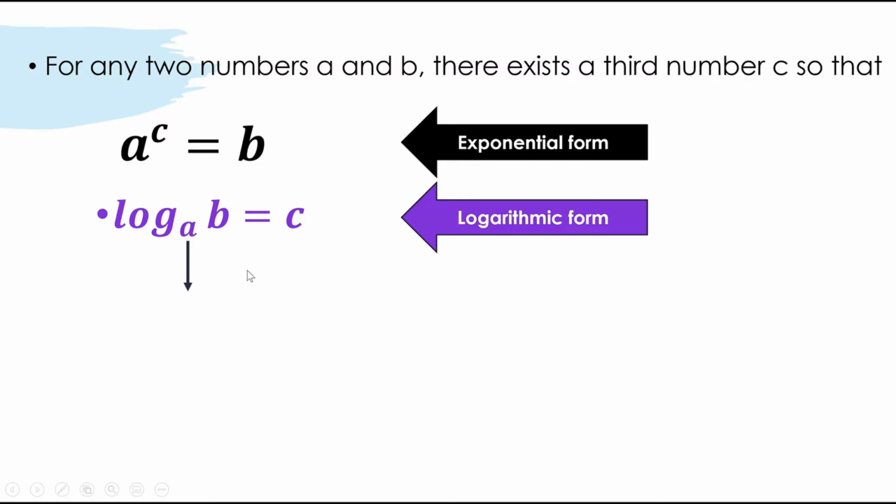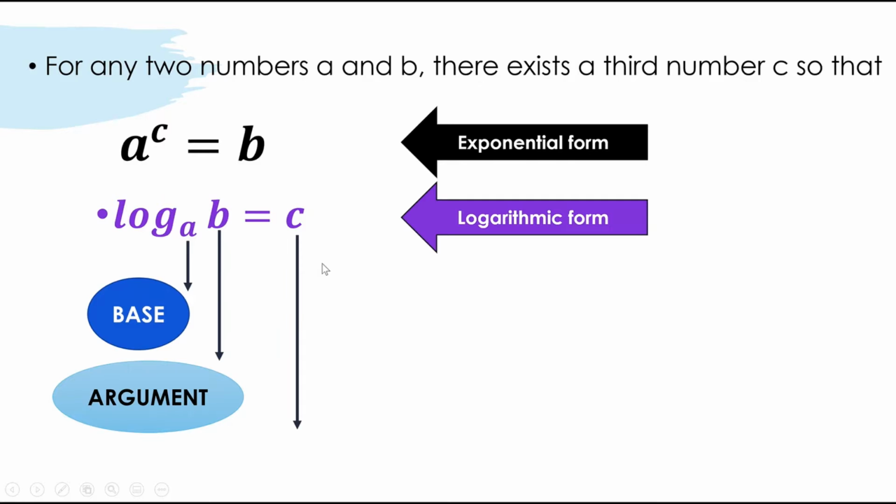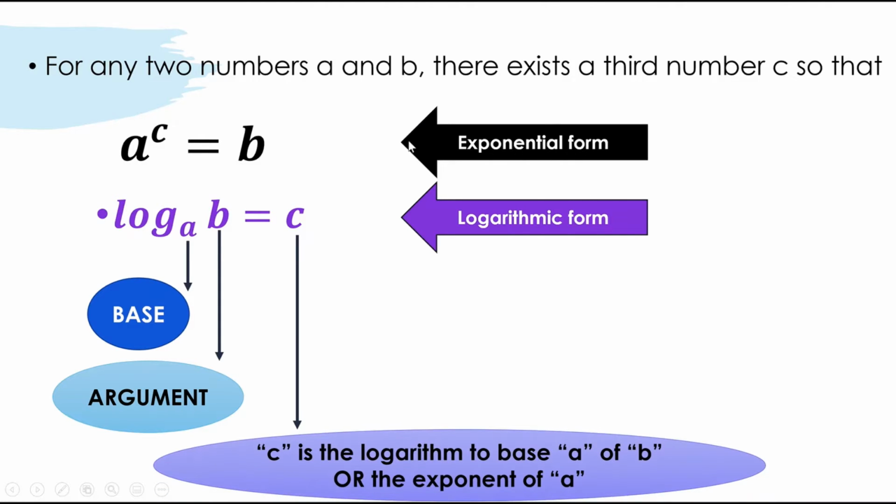So the same exponential form we can write in logarithmic form. This a is called the base for both exponential and logarithmic form. b is called the argument. So b is the value in our exponential form, and we call it the argument in the logarithmic form. And c is the exponent, right? In exponential form, c was the exponent. So here you get c as the exponent of a. And how do we read it? We read it as c is the logarithm to base a of b. So logarithm of base a of b is c.